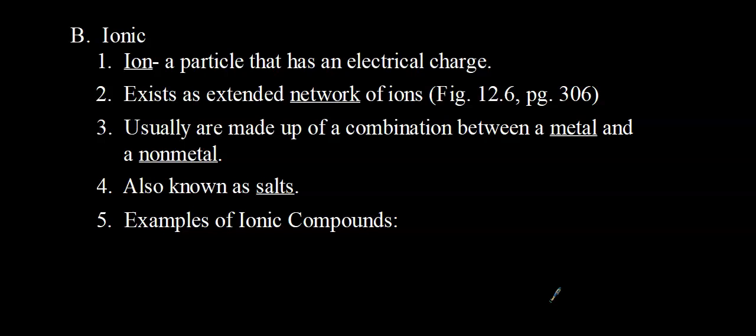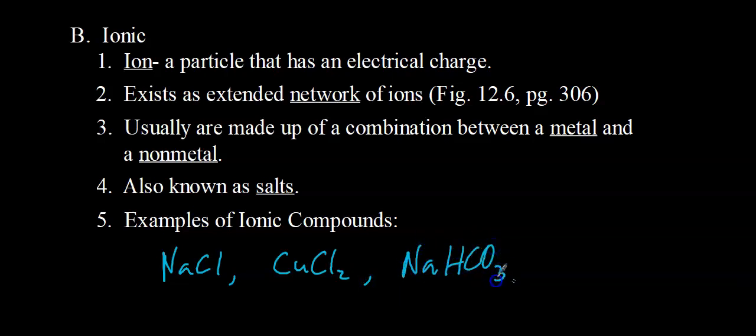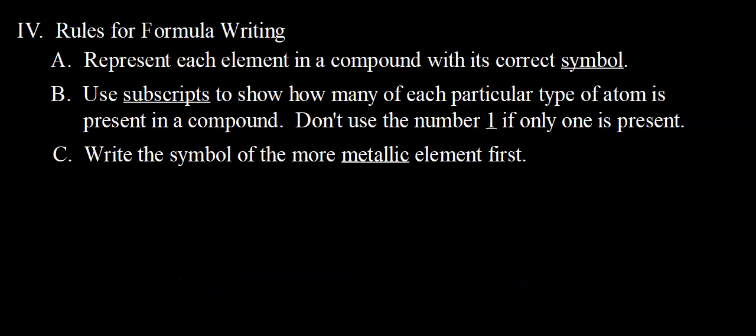A couple examples of ionic compounds are these. And we're going to learn how to name these compounds. I chose two with chlorine. It doesn't have to be chlorine. Could be something else. Maybe that one's familiar. That's the chemical formula for baking soda, which is an ionic compound. So let's learn how to name compounds and write their chemical formulas.